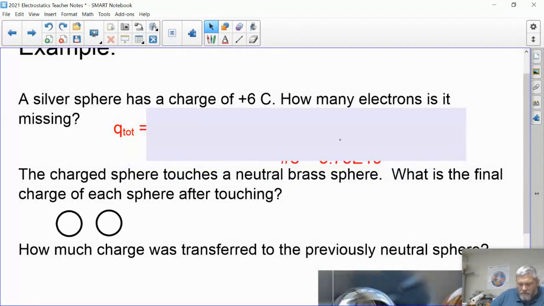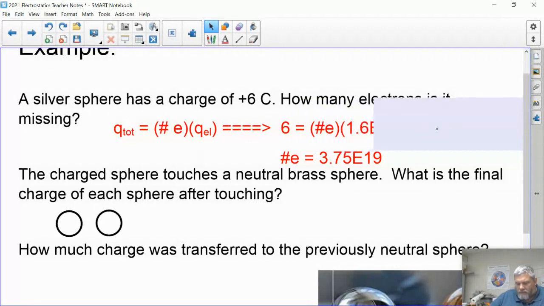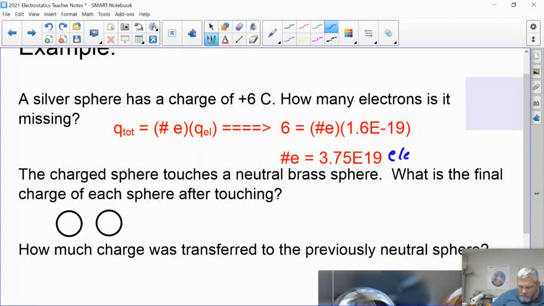We know that the total charge is just the number of electrons times the charge of an electron, and the total charge is 6 coulombs. Number of electrons is what we're looking for. And we know from yesterday's notes that the charge of an electron is 1.6 times 10 to the -19 coulombs. So we just multiply it all together, and we end up with 3.75 times 10 to the 19th electrons.